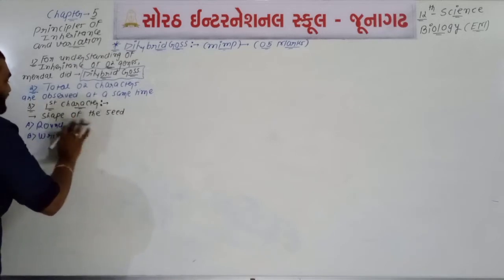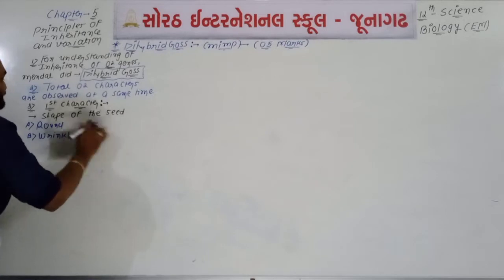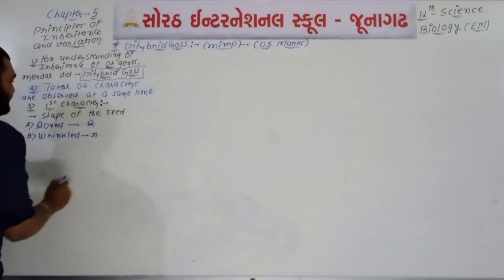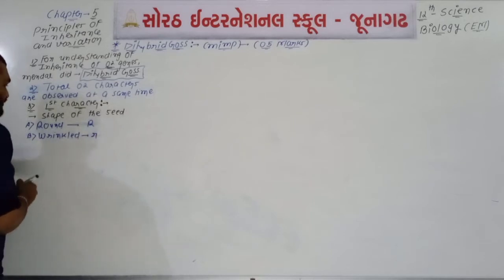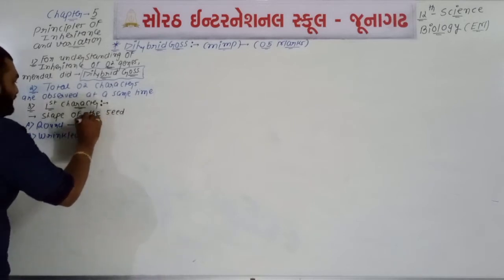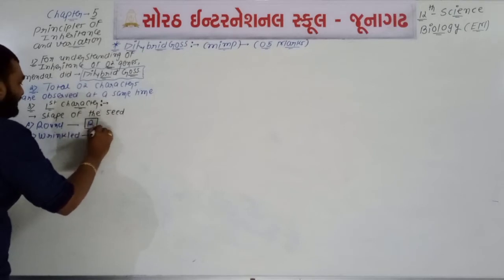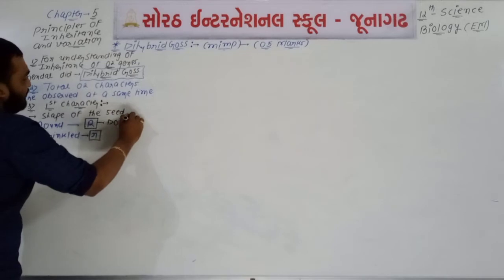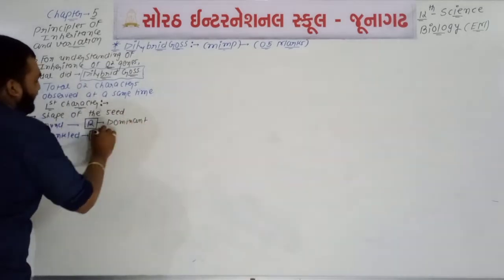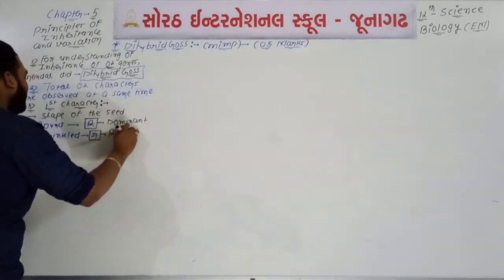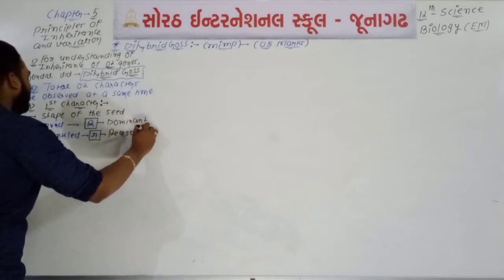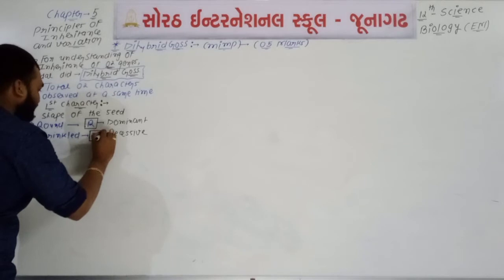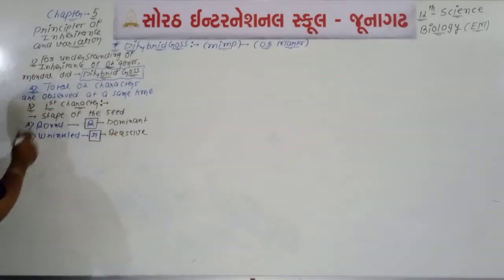The sign of round shape is capital R, and the sign of wrinkled is small r. You are going to remember the sign of both. Capital R is dominant, but small r is recessive. It is the first character.